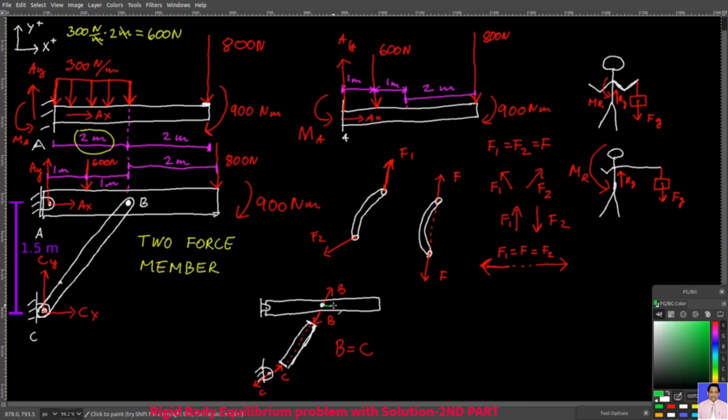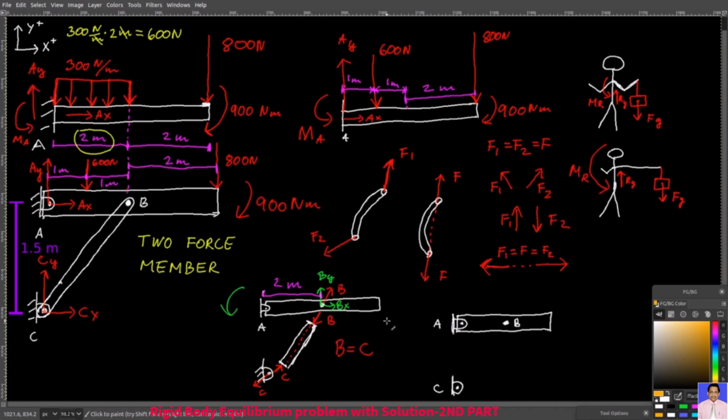If you decompose this vector, then you will have Bx and By, and this By has a 2-meter moment arm to point A. While your 600 Newton and 800 Newton forces create a clockwise moment about point A, together with this 900 Newton meter clockwise couple moment, By will create a counterclockwise moment about point A that will neutralize all the other clockwise moments.